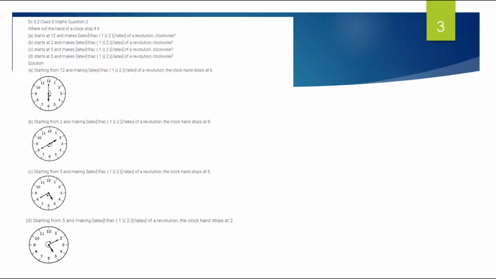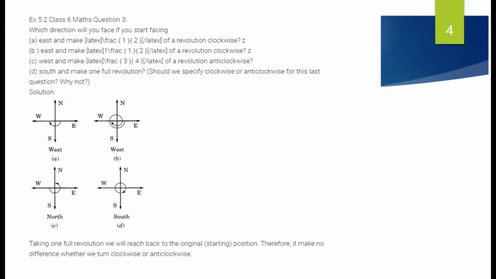Starting from 5 and making 1/4 of the revolution, you will be reaching 8. Similarly, go ahead with the next of the parts. Question number 3 is, which direction will you face when you start facing east and make half of a revolution, that is clockwise? So we'll mark the directions east, west, north, south, as you can see in the figure.